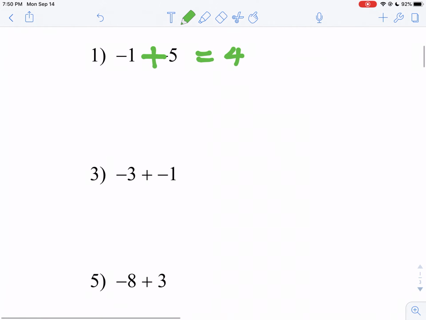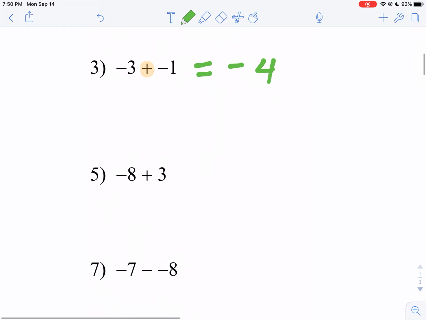Okay, number 3, you are adding. Okay, so this is adding two negative numbers. Okay, so if you spend $3 and you spent another $1, you're going to be spending a total of $4. Okay, so because you are spending money, your answer is going to be negative. Okay, so -4.